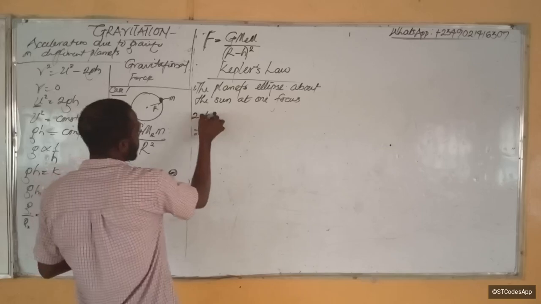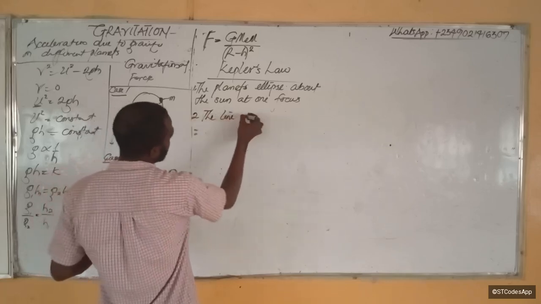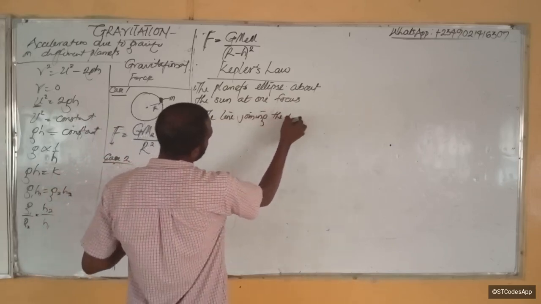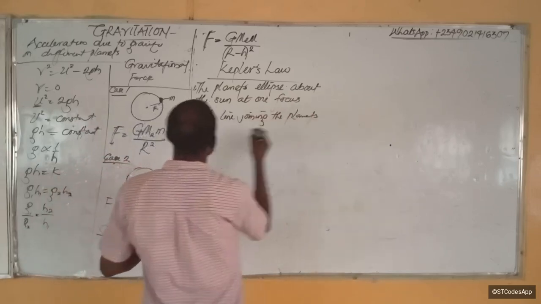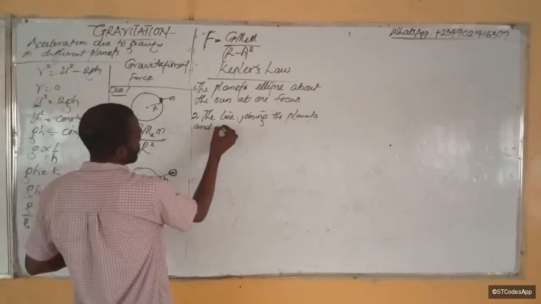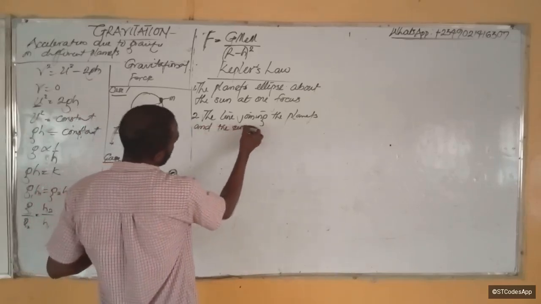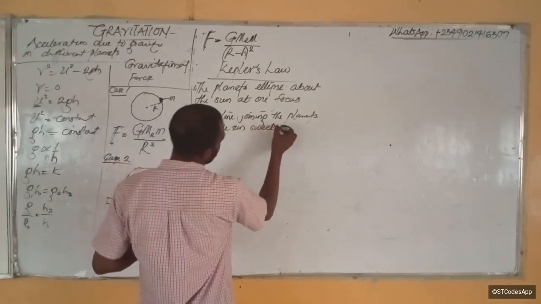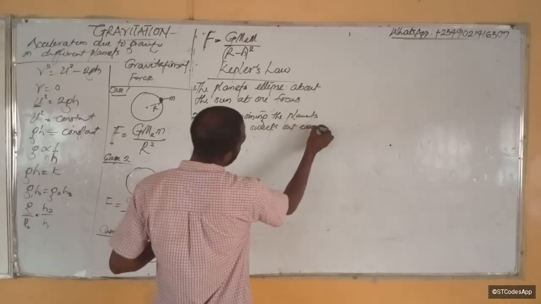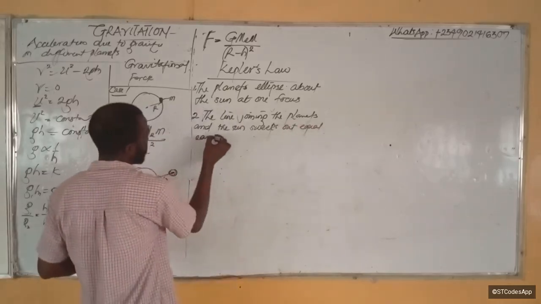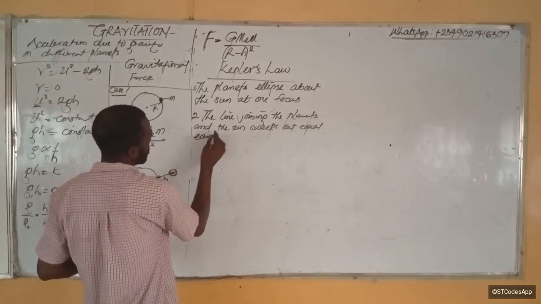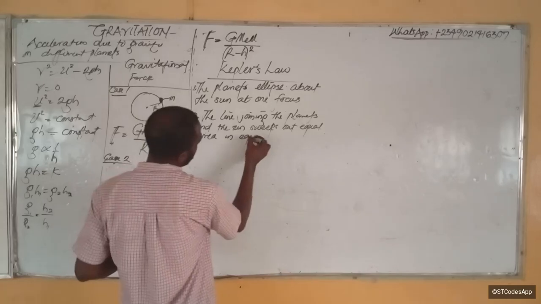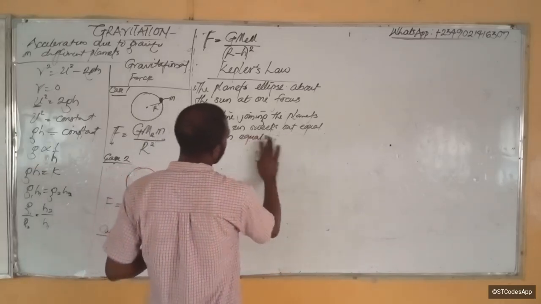And the second one is saying that the line joining the planet and the sun sweeps out equal areas in equal time intervals.